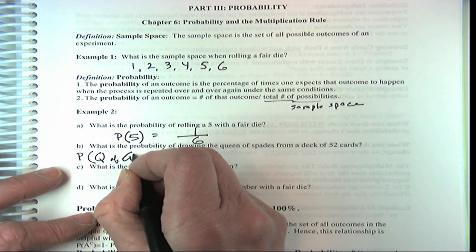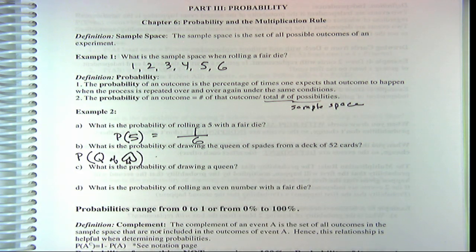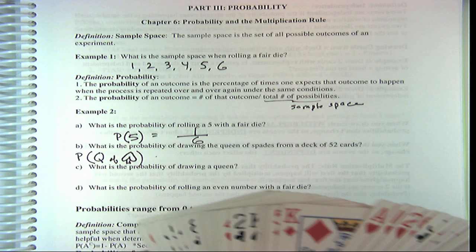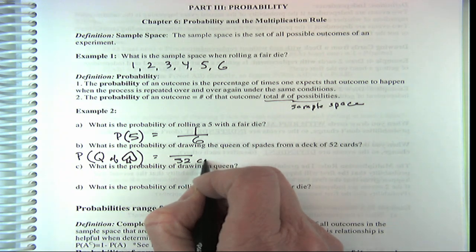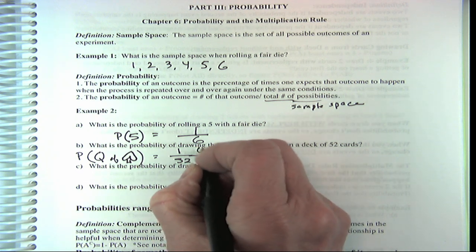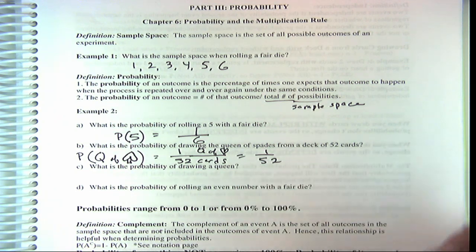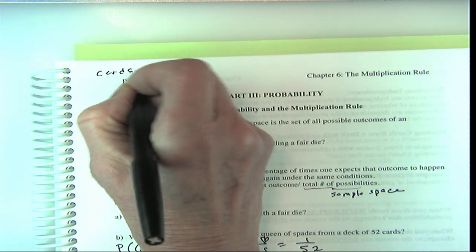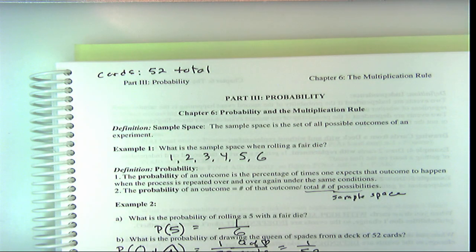This is my attempt at a spade here. Okay, so what does a spade really look like? It looks like that. Okay, so the Queen of Spades, there's only one, there's 52 cards in a deck. And there's only one Queen of Spades. Okay, so it's 1 out of 52. Maybe I should write that with cards right here. Cards, okay, there's 52 total in a deck for those of you who don't play cards.